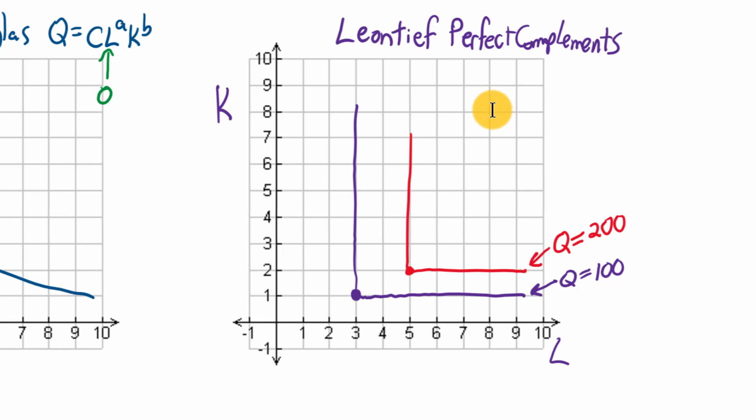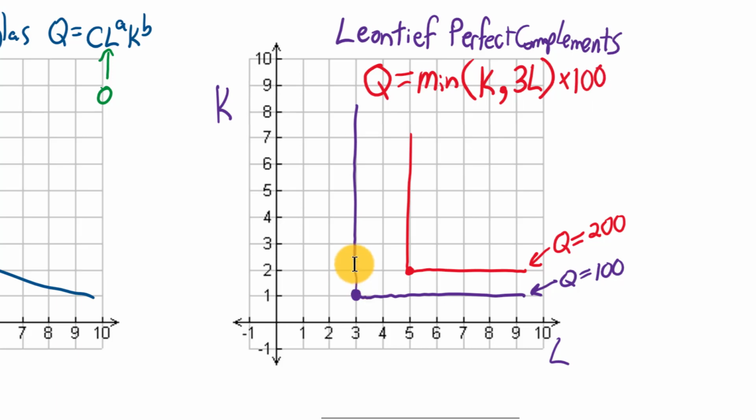When you look at these production functions mathematically, usually they're going to look something like this: the amount of output is equal to the minimum. Since we need 3 workers for every train car, let's see if this would work. The minimum of the number of train engines and 3 times the number of workers. And then we could also multiply that by some constant, maybe 100. Let's see if this works out.